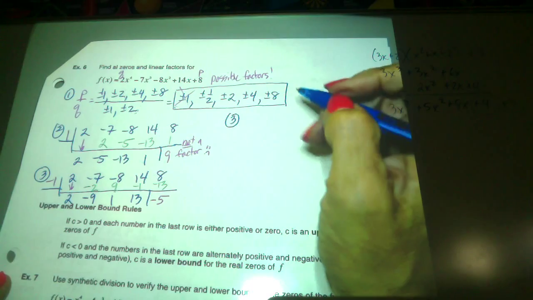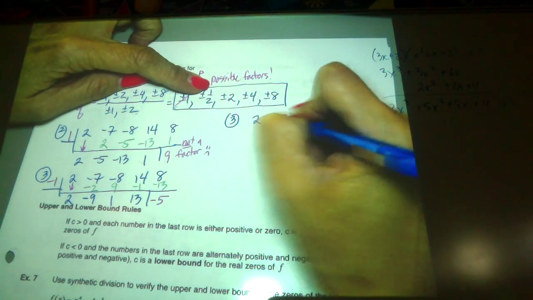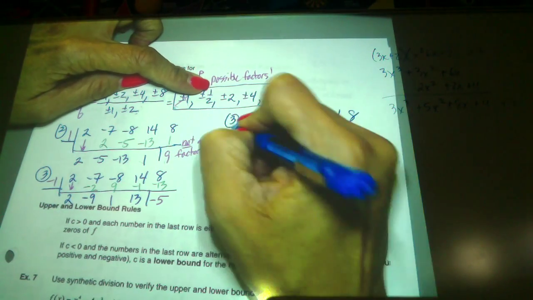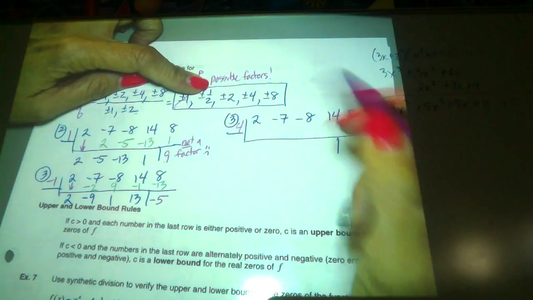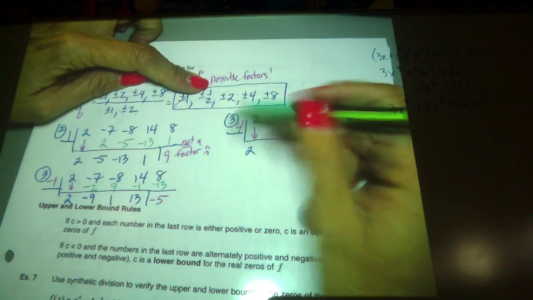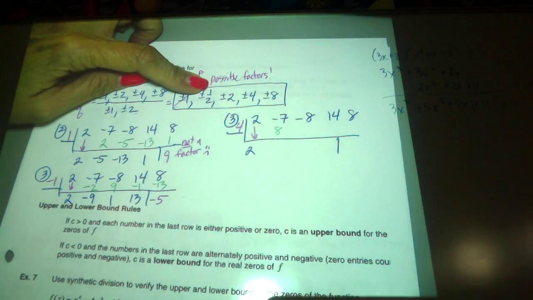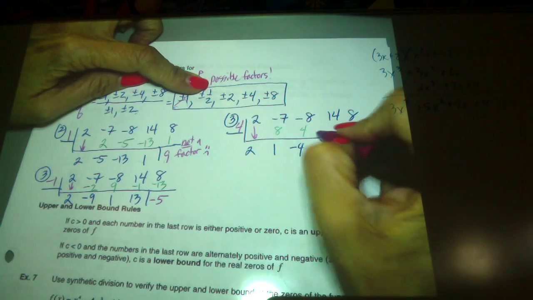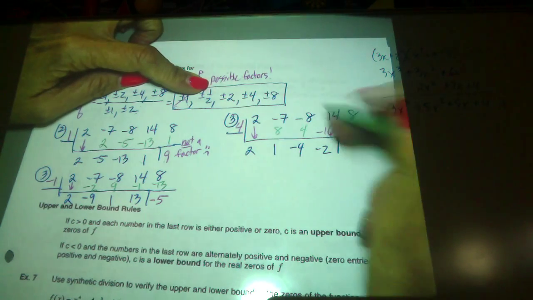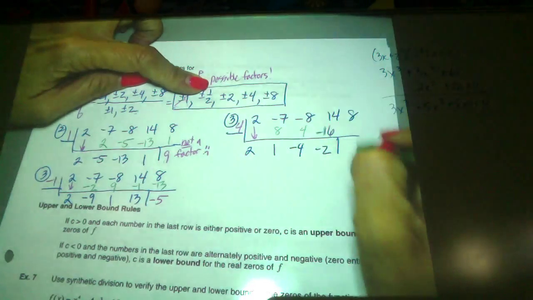You see how frustrating this can be? Start again. 2, negative 7, negative 8, 14, and 8. Please, please, please, let it be 4. So I'm throwing in 4. Bring down the 2. 2 times 4 is 8, add down, I get 1. 4 times 1 is 4, add down, I get negative 4. 4 times negative 4 is negative 16, add down, I get negative 2. Oh, yippity skippity, why am I so happy?